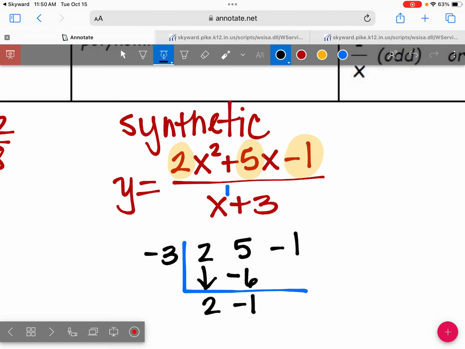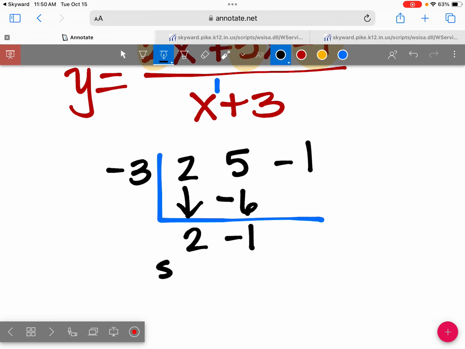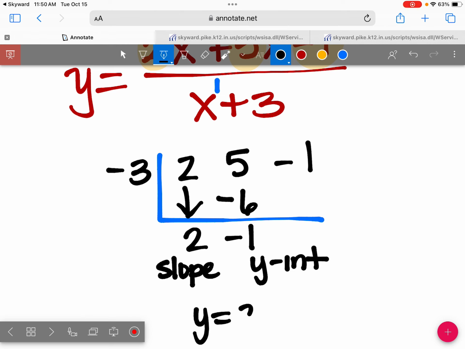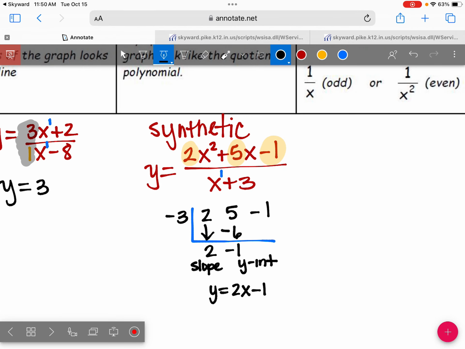The last number will not be 0. We don't care about the last number. We only want the first two numbers. The first number is the slope of your slant. The second number is the y-intercept of your slant. So your equation would be y equals 2x minus 1. That's what you would have to graph because that would be the end behavior of this function.